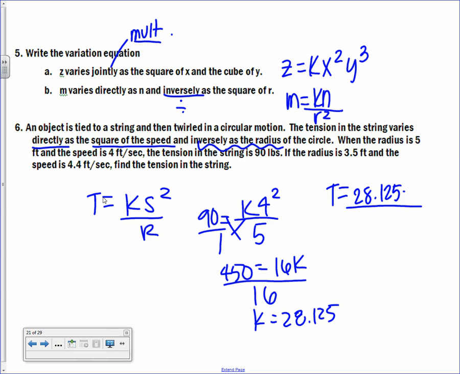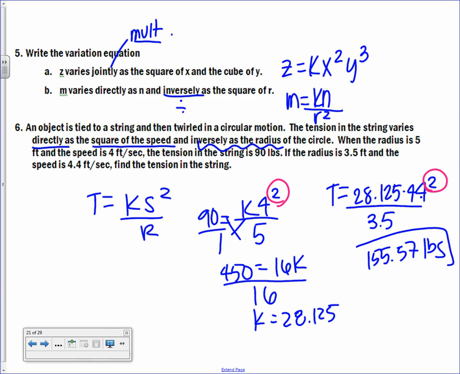I need a new speed. The question says if the radius is 3.5, so plug in 3.5 on the bottom, and the speed is 4.4, and that still needs to be squared. Make sure to carry over all of your powers. Find the tension. So I'm going to do 4.4 squared times 28.125 divided by 3.5, and you should get about 155.7 pounds. Try that on your calculators and make sure you can find that.